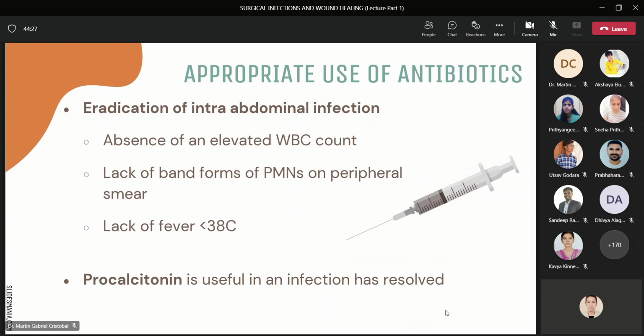So, we consider eradication of an intra-abdominal infection when we have an absence of an elevated WBC count, lack of band forms or polymorphonuclears on peripheral smear, or lack of fever, meaning less than 38 degrees Celsius. Procalcitonin is also a useful laboratory test regarding whether an infection has resolved. Patients who don't improve with 5 to 7 days of antibiotic therapy should be reevaluated for inadequate source control or a new extra-abdominal source of infection.